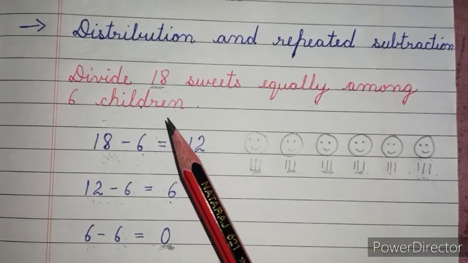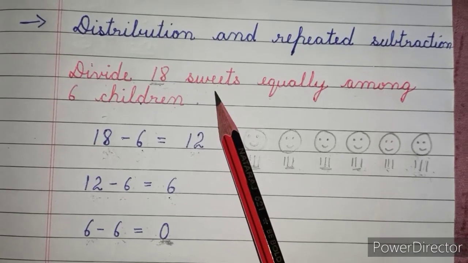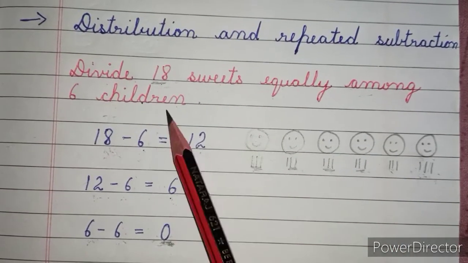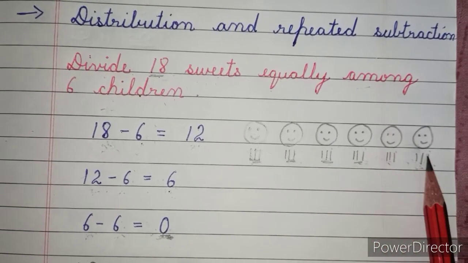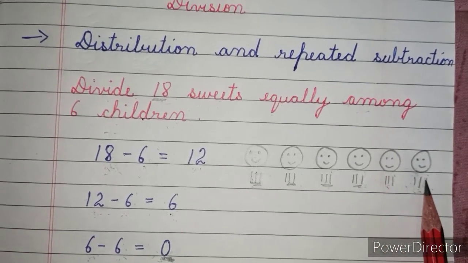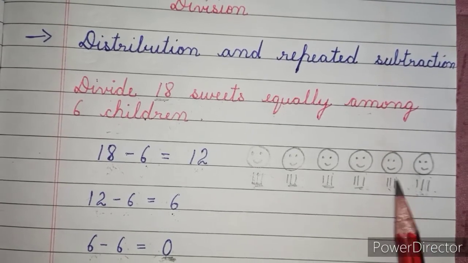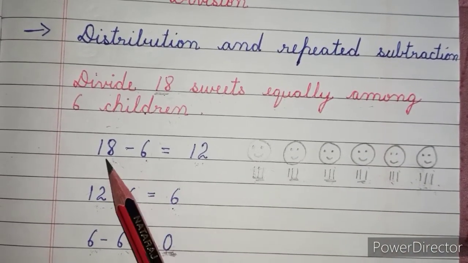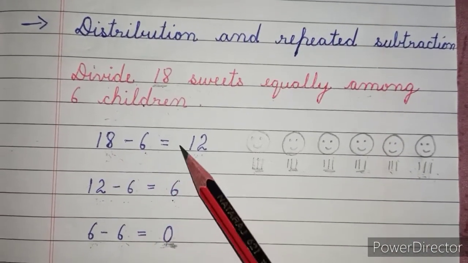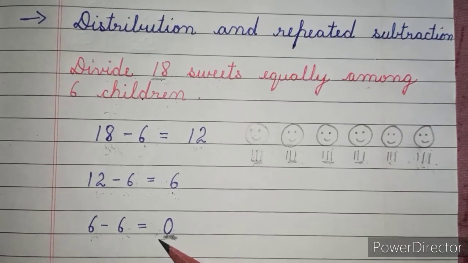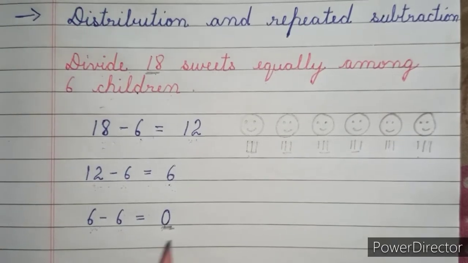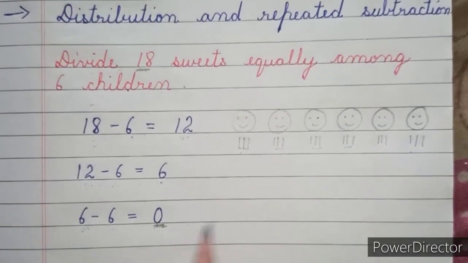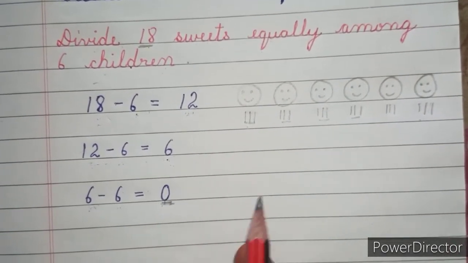So we have distributed 18 sweets equally among 6 children. Each child got 3 sweets. Okay? Or we can say, if we subtract 6 from 18 three times, 1, 2, 3, we get 0. Right? Okay.